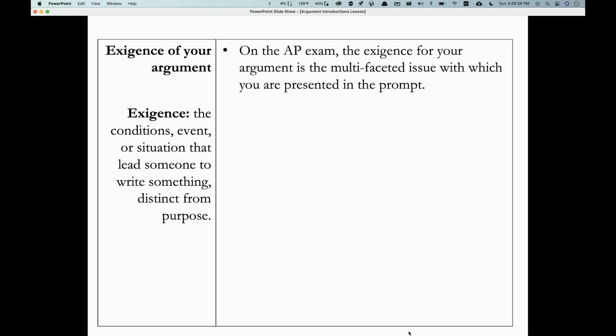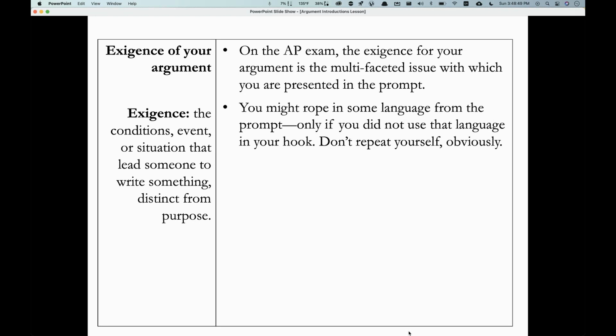So on the AP exam, the exigence for your argument is, of course, the multifaceted issue with which you are presented in the prompt. Now, this is not always true, especially if you're writing an argument that is outside the confines of an AP style essay prompt. But generally, that is your exigence. It's what's given to you in the prompt, and so you can harness that when you are building your introduction. You are highly encouraged to rope in some language from the prompt.